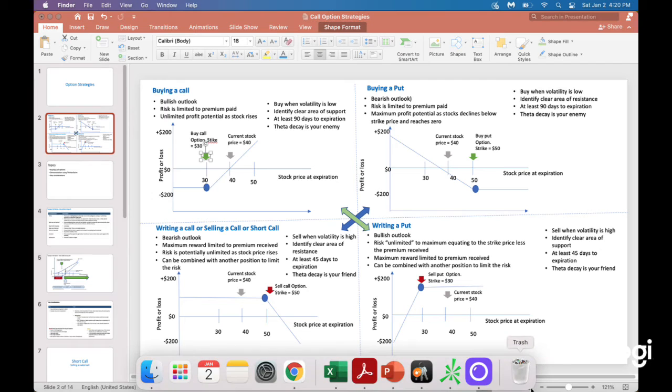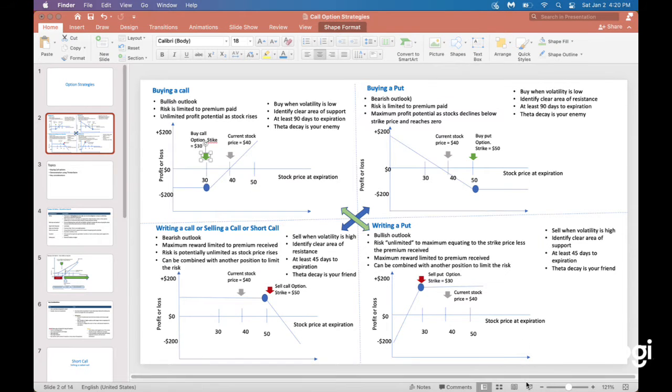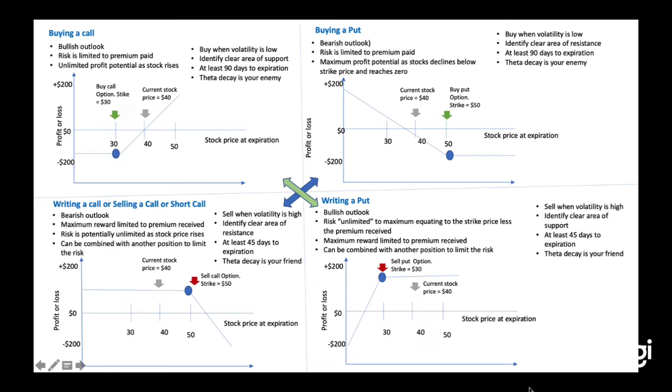Today we'll talk about four basic option strategies. So first is buying a call. When you are buying a call, your outlook is bullish and the risk is limited to the premium that you paid. And there is an unlimited profit potential as stock rises.